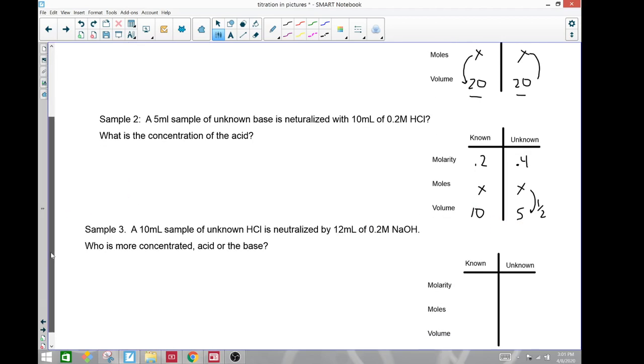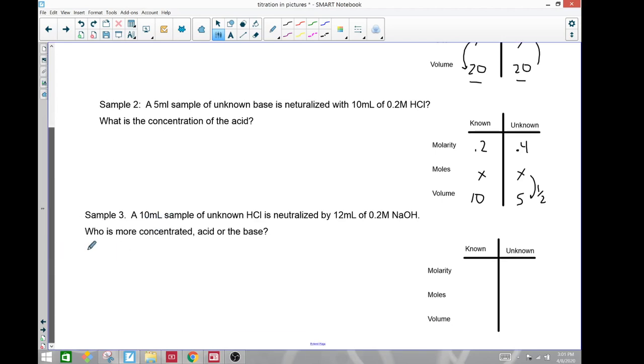Okay, what if I have a 10 milliliter sample of unknown HCl that is neutralized, so I got 10 milliliters of unknown, by 12 milliliters of 0.2. Make sure you just keep the volume with its concentration. It wouldn't matter which side it's on. So make sure you got those two locked up that are correct. So these are the same.